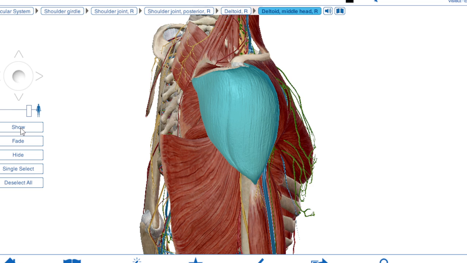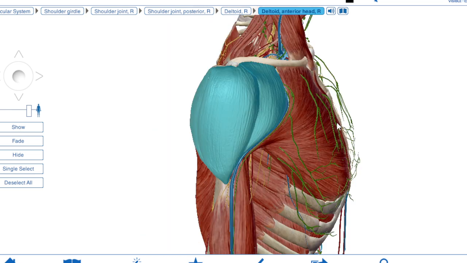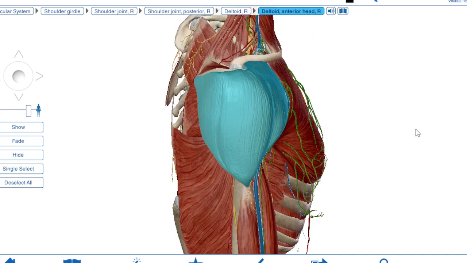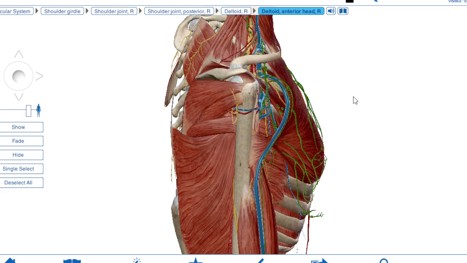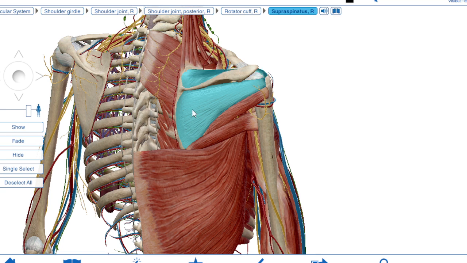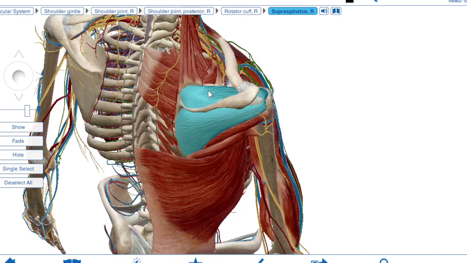Now I have selected the deltoid muscle. This is the deltoid muscle. Just see, now I am removing the deltoid. If you remove the deltoid, this area will show to you. Now the deltoid is gone. This is the supraspinatus, this is the spine of the scapula, the scapula bone, and this is the spine.